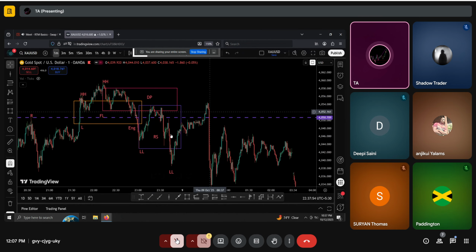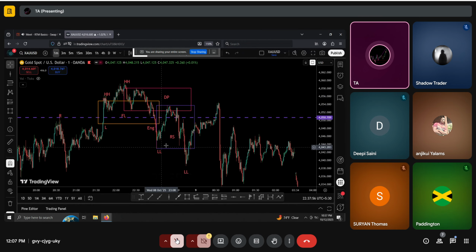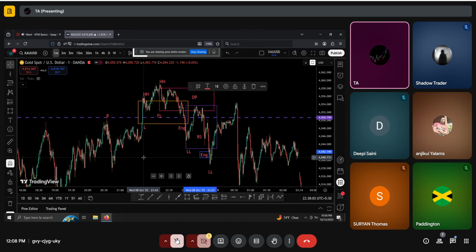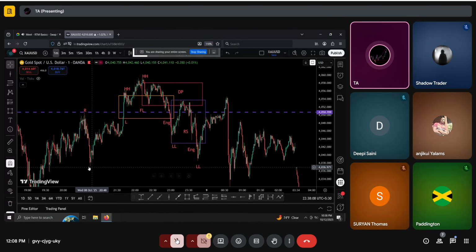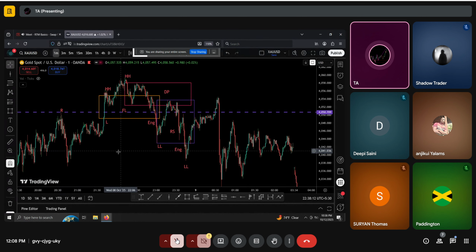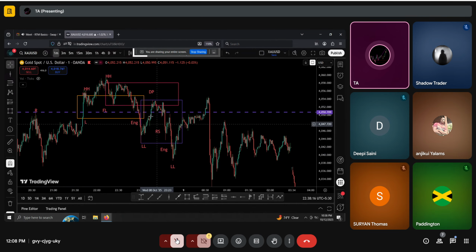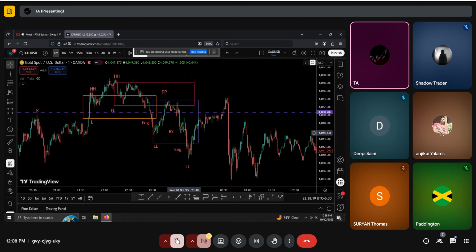So what happened? This was engulf, came back, makes another engulf here, right? And here we have another zone. We will discuss them in future. Going too deep into the past will confuse you. So focus on this structure only.